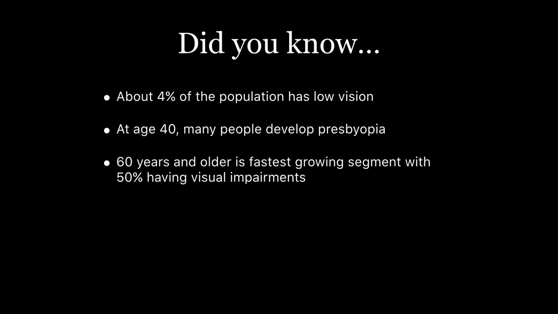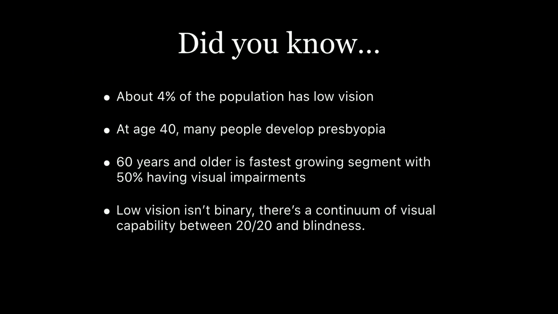The fastest growing segment of the population is people 60 years and older, so those are our users. And 50% of those people have some sort of visual impairment. Low vision isn't binary. There's a continuum of visual capability between 20/20 vision and blindness. So where voiceover might be indicated in one end of that continuum, there are other solutions that are indicated in the rest of it. So those are our users. Those are our friends, our parents and grandparents, and ourselves, if not now on some timeline.